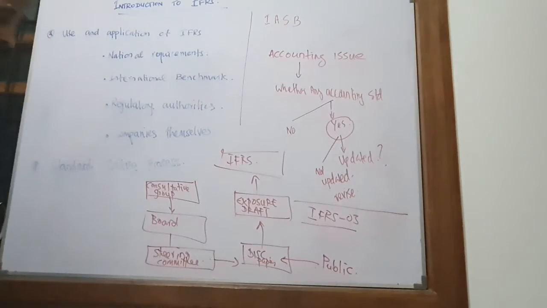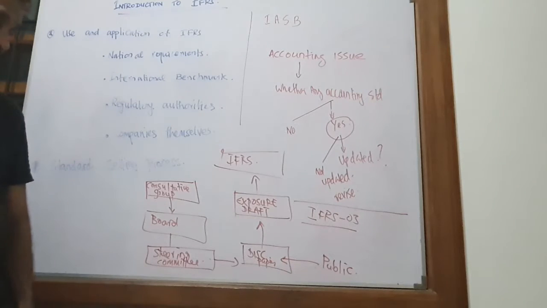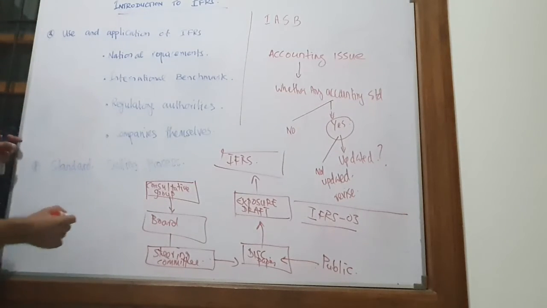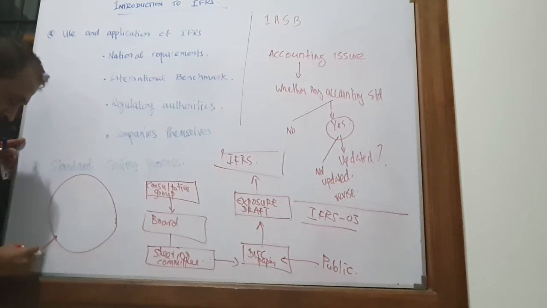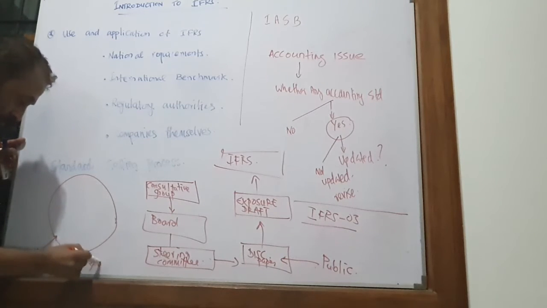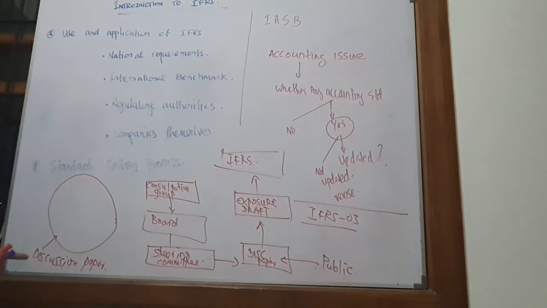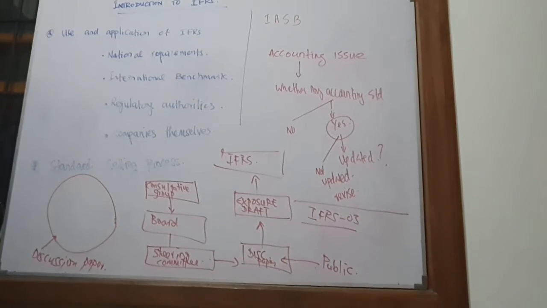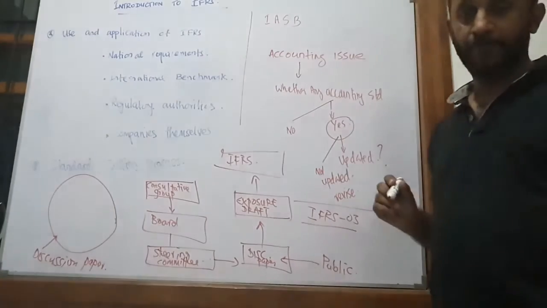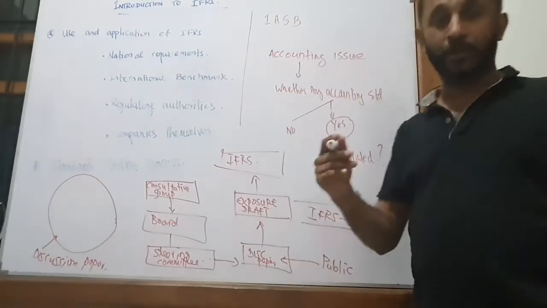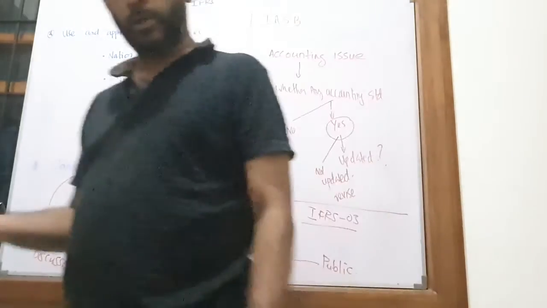This discussion paper will be circulated to the public. Suppose, for example, the population of the public is like this, which is given for circulation as a discussion paper, and then what happens? Now the steering committee will be waiting for the comments from the public. Some of the public may reply, some may not, some may comment, some may not comment.